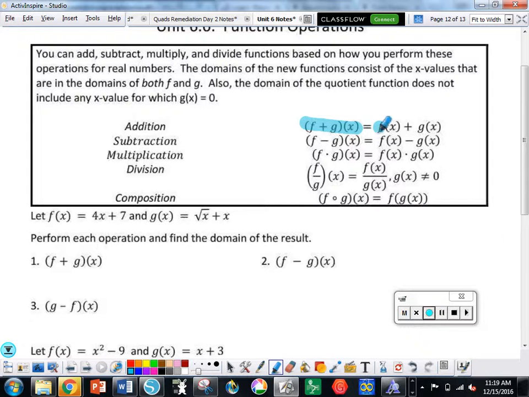This symbol right here means you take the f function, you take the g function, and what do you do? Add them. You take the f function, you take the g function, you add them together. That does not mean you then multiply by x. What that means is I have an f function, and its variable is x, and I have a g function, its variable is x. I add those two functions together. Okay?